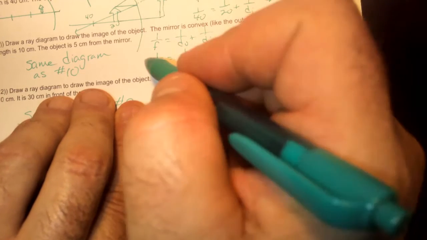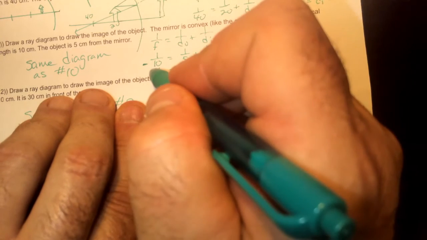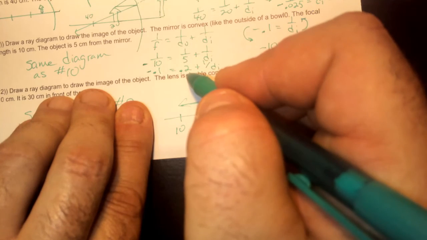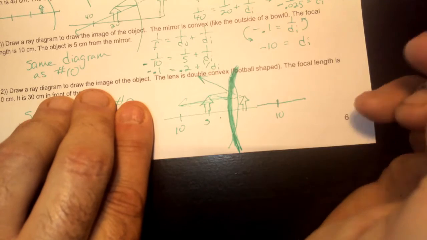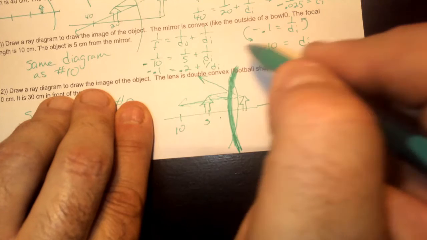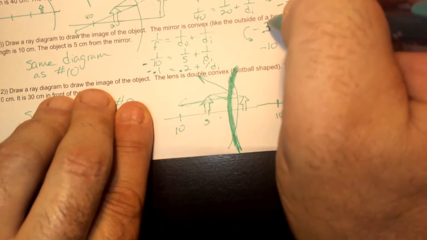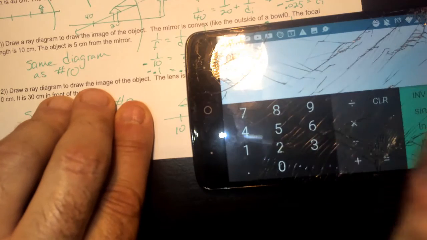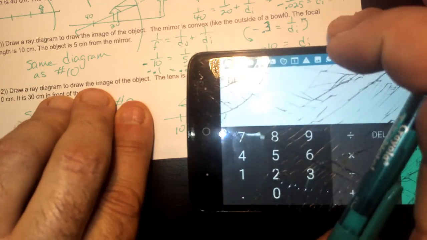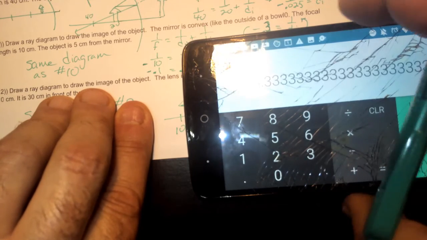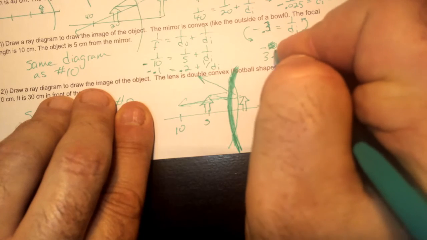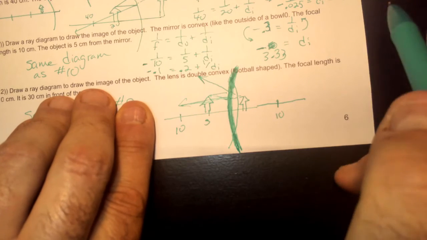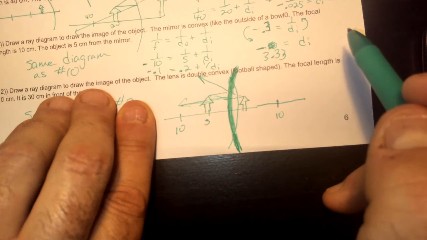1 over f is going to be 1 over negative 10, so it's going to be negative 0.1. The object distance is 5 centimeters, and that's on the positive side, so it's 1 over positive 5, positive 0.2. That equals 1 over di. Subtract off 0.2 from both sides, and we're going to get negative 0.3. That equals 1 over di. And 1 over 0.3, I think that's going to be 3.333. Let's make sure. 1 divided by 0.3 equals, sure enough, 3.333. It is still negative, though. With this kind of mirror, both the focal point and the image will always be in negative values.